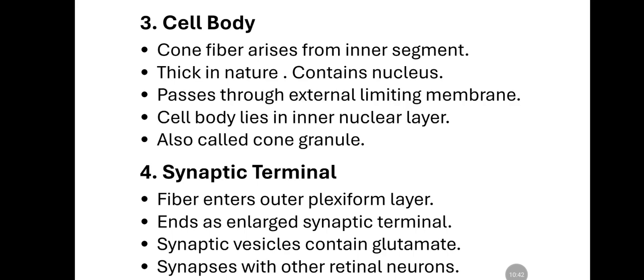Cell body. Cone fiber arises from inner segment. Thick in nature. Contains nucleus. Passes through external limiting membrane. Cell body lies in outer nuclear layer, also called cone granule. Synaptic terminal. Fiber enters outer plexiform layer and ends as enlarged synaptic terminal. Synaptic vesicles contain glutamate, a neurotransmitter.